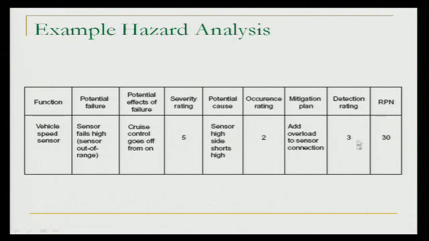What's the detection rating, meaning how easy is it to detect? And then this thing called the RPN, risk priority number, is just you multiply 5 times 2 times 3, you get 30. And you ultimately will prioritize all your risks this way.